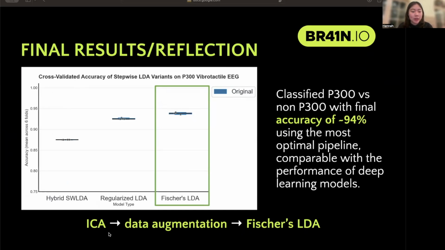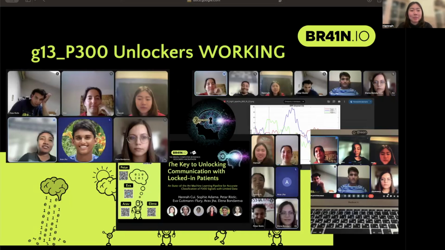And our pipeline is here at the bottom, from ICA to data augmentation to using Fisher's LDA for classification. And here's an example of all our team members working together online.